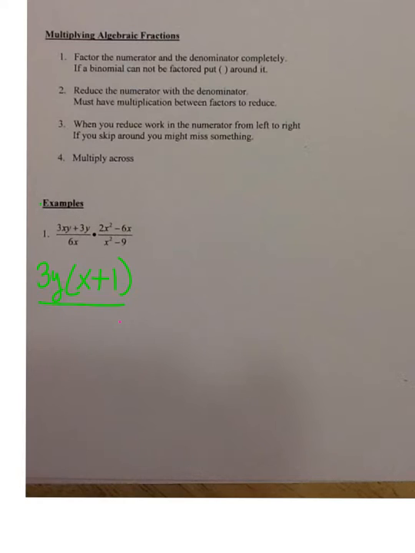In the denominator, I have 6x. That's a monomial. You can't factor a monomial. It's already factored. It's 6 times x, so we would just leave it like that.